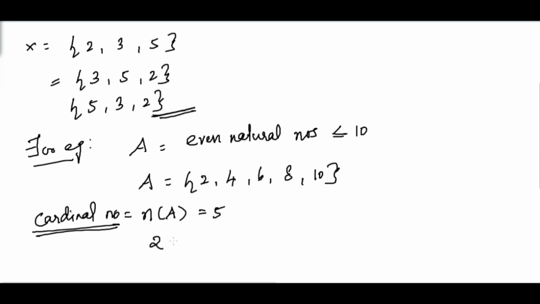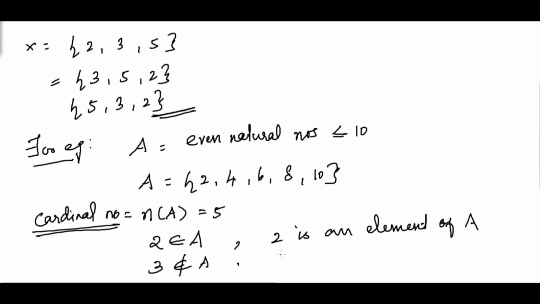2 is an element of A means we can represent it by this symbol: 2 belongs to A. We can read it as 2 belongs to A. This is nothing but 2 is an element of A. Clearly 3 is not an element, so we can write it as 3 does not belong to A. That is also written as 3 is not an element of A.